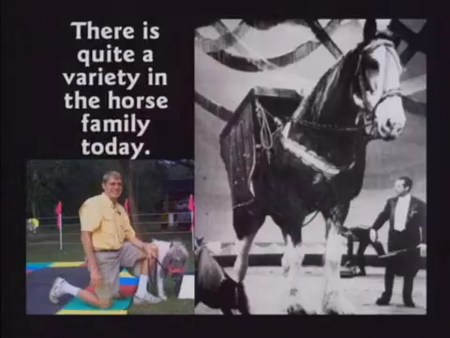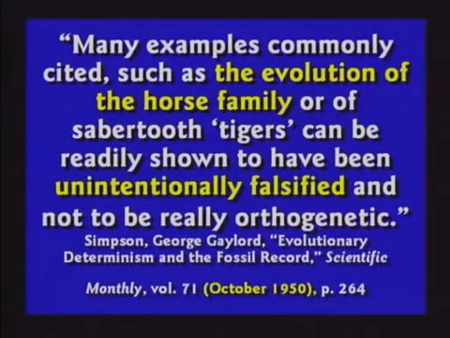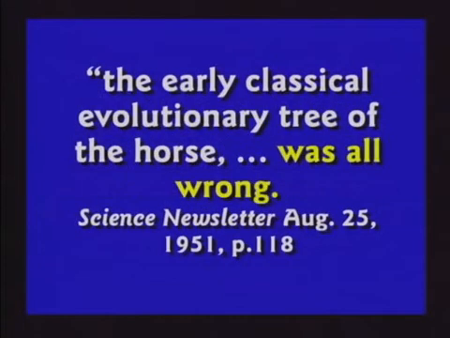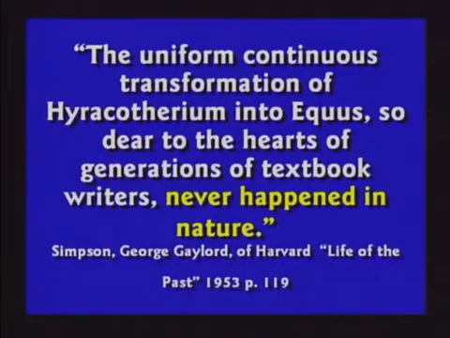There's quite a variety of horses today, folks. Big ones and little ones right now. But back in 1950, G.G. Simpson, who believed in evolution, said this evolution of the horse family was unintentionally falsified. The evolution of the horse was all wrong. Over 50 years ago it's proven wrong. It never happened in nature. Why do they keep putting it in the books?